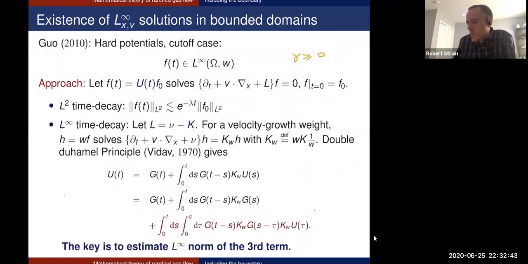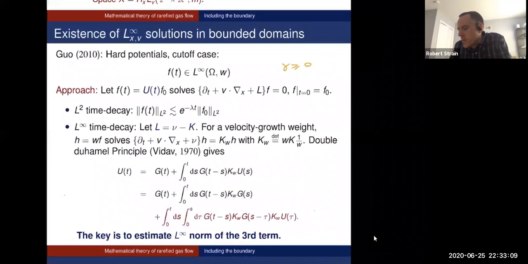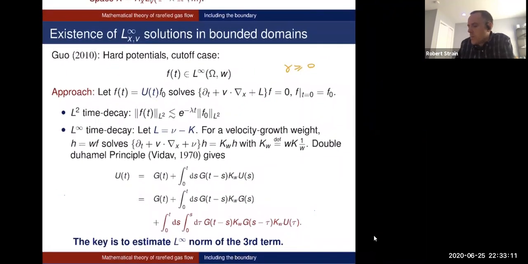And so you can express the semigroup U as g of t plus the integral from 0 to t of g of t minus s k omega u. And then you can plug in u again. And so you get g of t plus the integral of g of t minus s k omega g of s plus this second term. And the key point is to estimate the L-infinity norm of the third term.